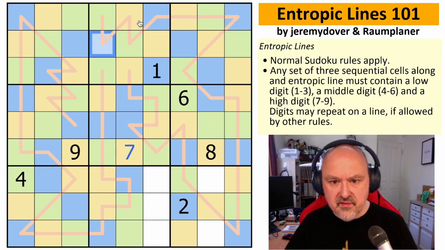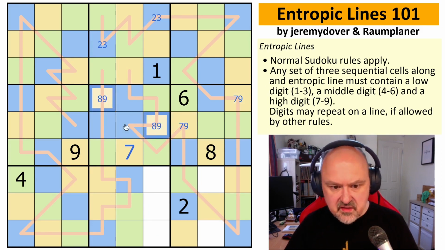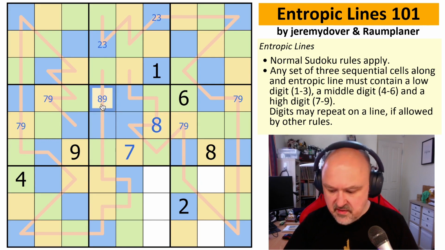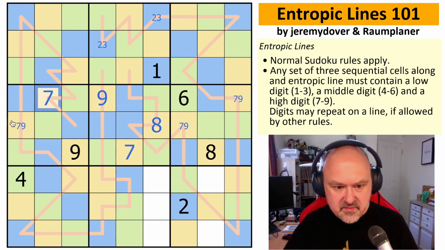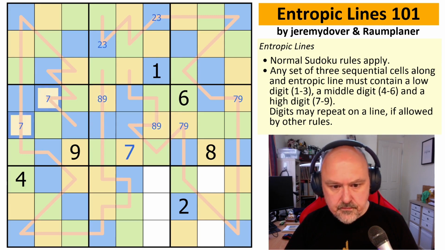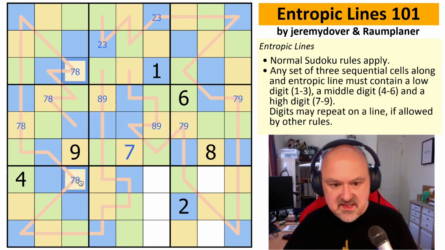So what do I have? I have 2, 3 up here. These are 7 and 9. These are 8 and 9. These are 7 and 9. I've got a 7-9 pair in the row, so that becomes an 8. That becomes a 9. That becomes a 7. Whoa, that was dumb. This is 7 and 8, so I don't have that. Pay attention, Bremster. These are 7 and 8.